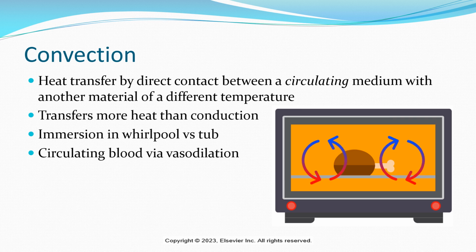Then we're going to get into convection here. So what is convection? I have this little image of this convection oven over here. This is where heat transfers by direct contact between a circulating medium with another material of a different temperature. Again, that's why I have this image of this convection oven. It transfers more heat than conduction does typically, and we're going to talk about why. And then you may see this in a whirlpool versus just a regular tub.